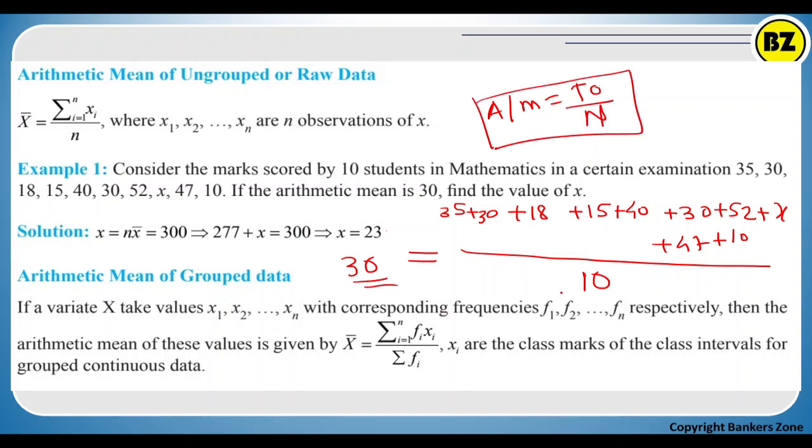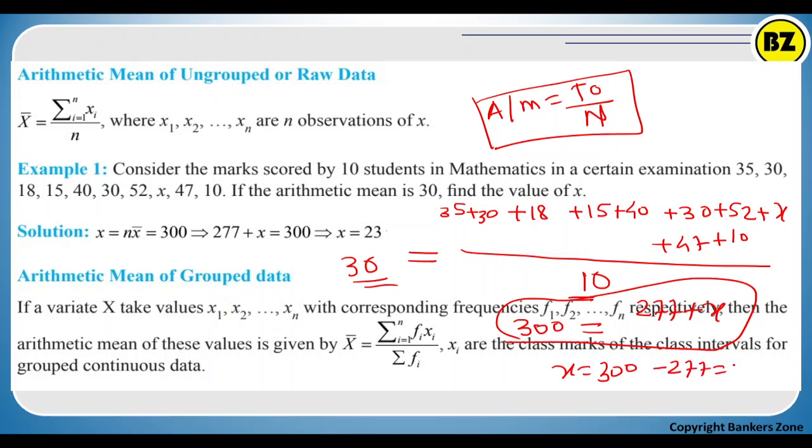So 30 into 10, you will get 300, which is equal to the sum. If you do the sum of that, you will get 277 plus x. So this equation you got, simply solve. x will be 300 minus 277, so you will get x value 23. Very basic. In your school days you have solved these arithmetic questions, so don't need to worry.